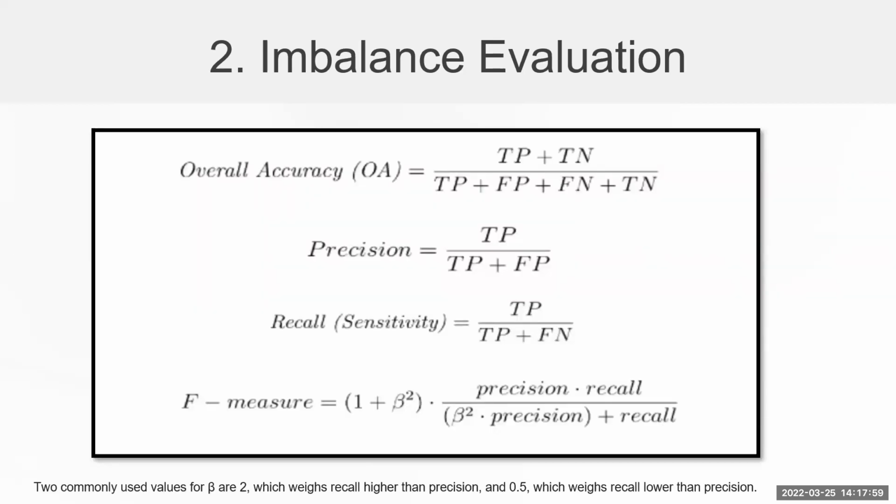Okay, so we need to get a more precise evaluation metric to handle this imbalance problem. Overall accuracy doesn't represent the actual accuracy for each class. So we have to look at the detail for one class, their precision and then their recall. This is a metric that looks deeper at one class.